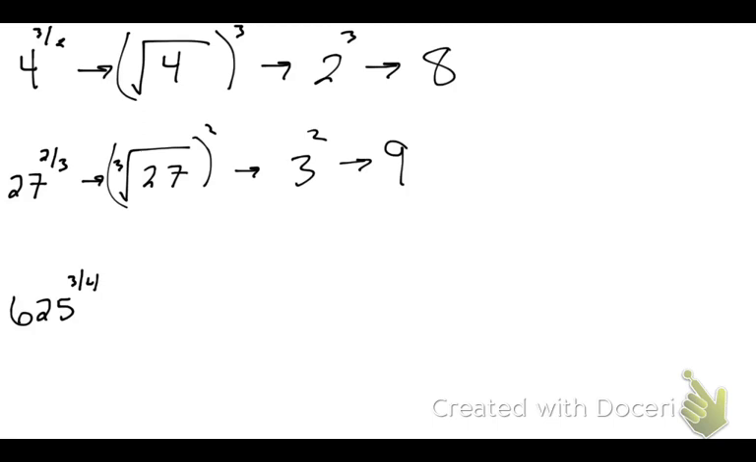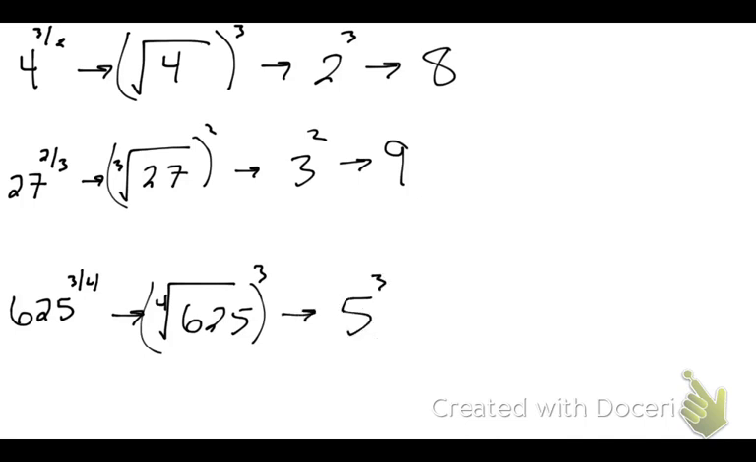Finally, 625 to the 3/4. Well, I definitely don't want to cube 625. But the fourth root of 625 is something that I know. I know that that is 5. So this is the same thing as 5 cubed. And 5 cubed is 125. Hopefully those are all making sense. Let's look at a few more.